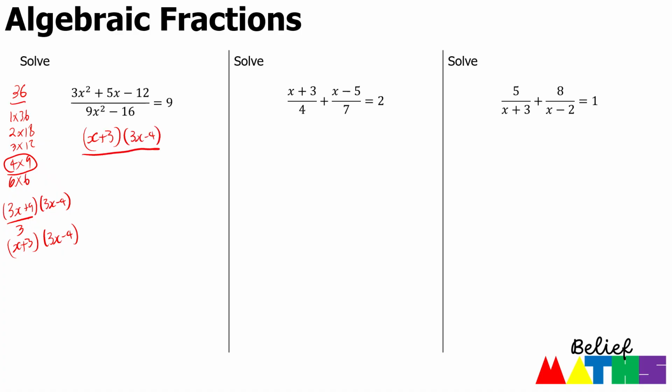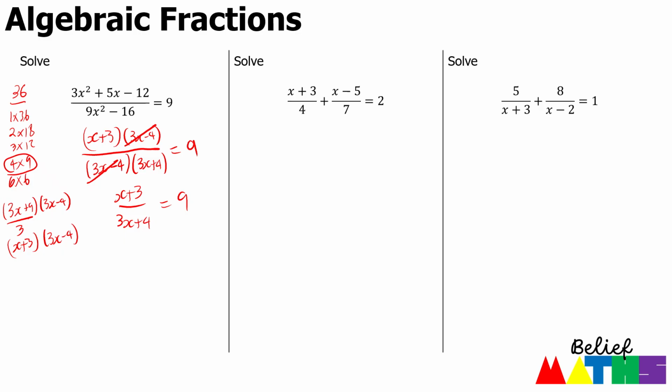The bottom of my fraction is just the difference of squares. So square root of 9 is 3, so 3x. Square root of 16 is 4. So 3x minus 4, 3x plus 4. And that's equal to 9. We can simplify that down then, and we get x plus 3 over 3x plus 4 is equal to 9.